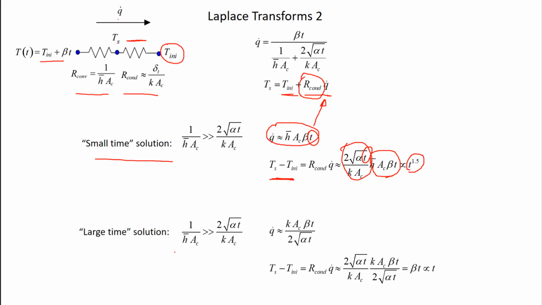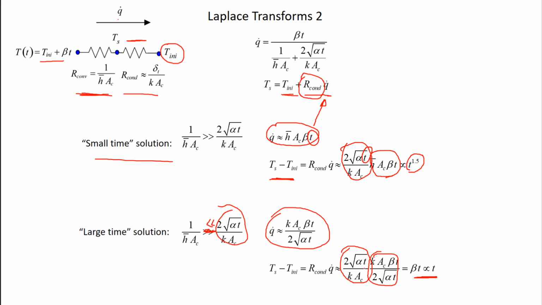And then at long time solutions, if I wait long enough, I should find that this should actually be the other way. I'm sorry. This should be like this. That this resistance, this conduction resistance, is much bigger than the convection resistance, and so I get this slower increase in my heat transfer rate. So this Q dot is like time to the 0.5 power. So if I multiply 0.5 by 0.5, I get that eventually the temperature rise is going to be just proportional to time, right?